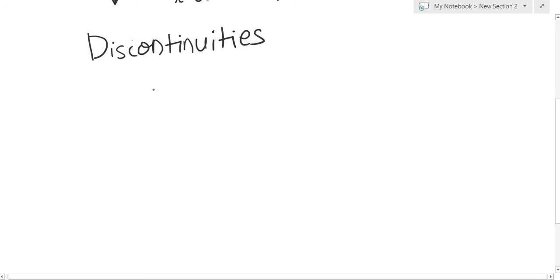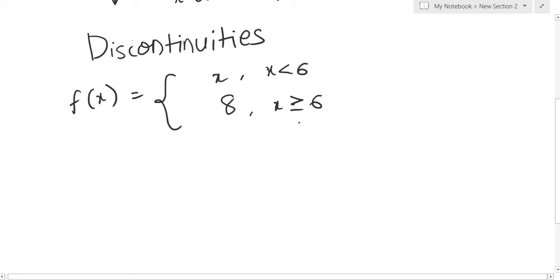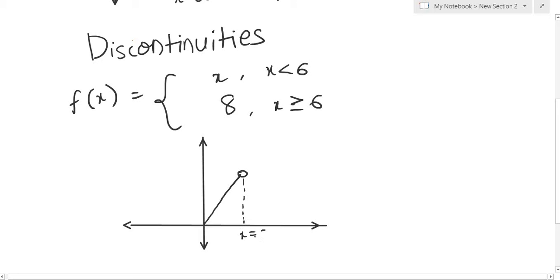Now I would like to discuss the types of discontinuities. So first let's assume that we have a piecewise function f of x is equal to 2x when, say, x is less than 6, and takes the value of 8 otherwise, when x is greater than or equal to 6. Now let me just graph it out for you guys. So it's going to look something like this. This is when x is equal to 6, and then it takes up the value of constant 8. So this is y equals 8.